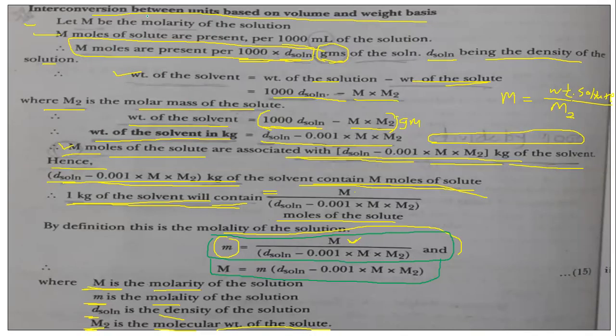Right, now see, this is for the interconversion between units based on volume and weight. See the conversion now. Let capital M be the molarity of the solution. So M moles of solute are present per liter or 1000 ml of solution. Per liter, or you can say in grams, 1000 ml into density, that will get converted into the mass.